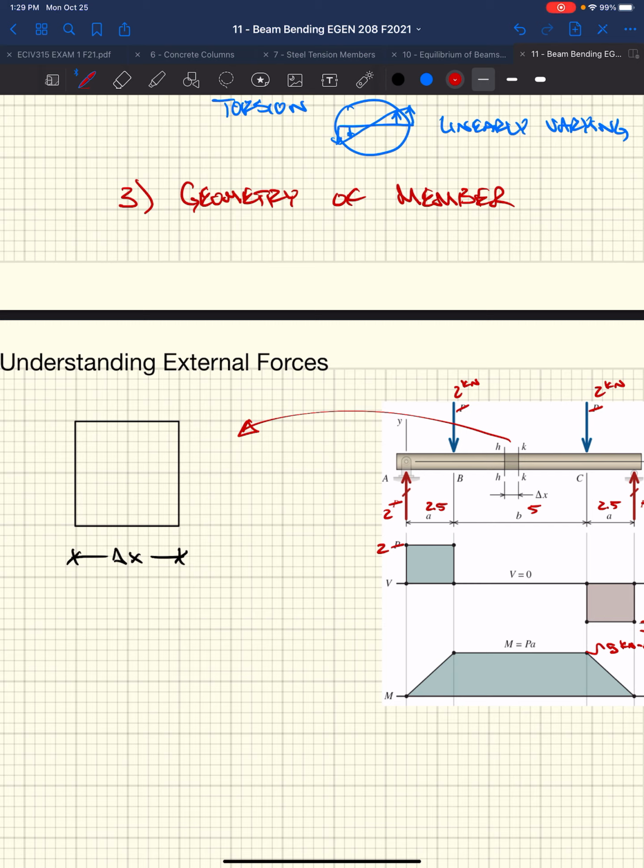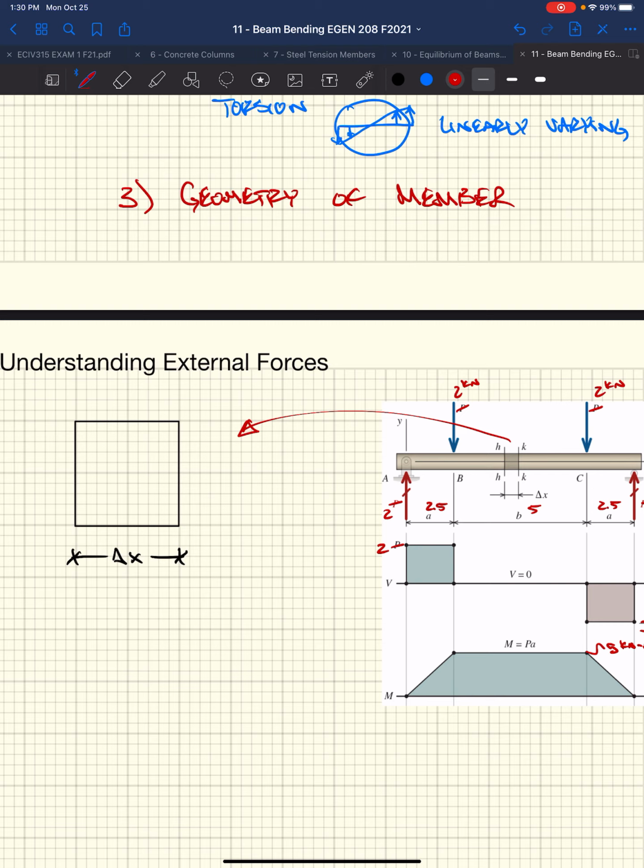Based on our free body diagram, which gave us our reactions, we could draw additional free body diagrams, cutting it, method of sections. Or we could go through our rules for developing our shear and moment diagrams, which we did. So at this section, we know the internal force that's applied to each of these faces is a positive moment of P times A, or 5 kilonewton meters, which is this guy right here.